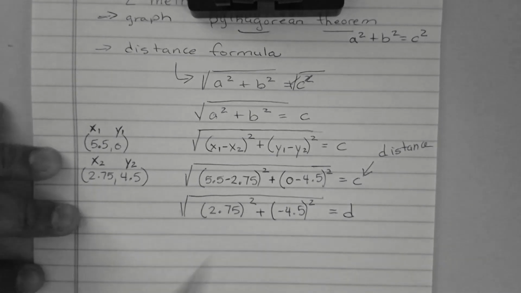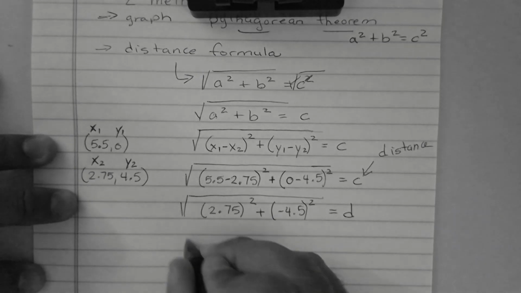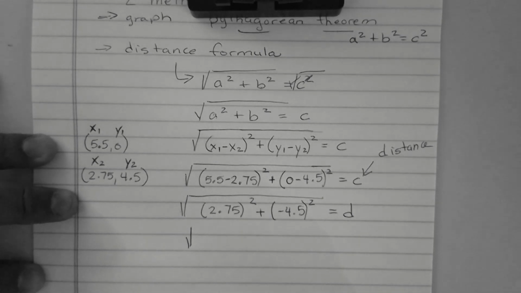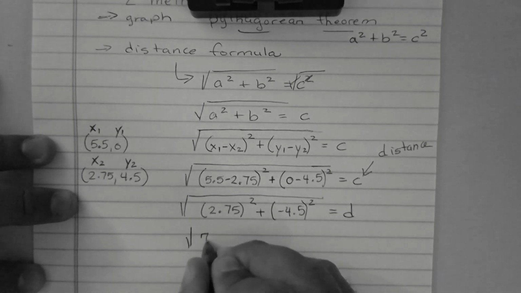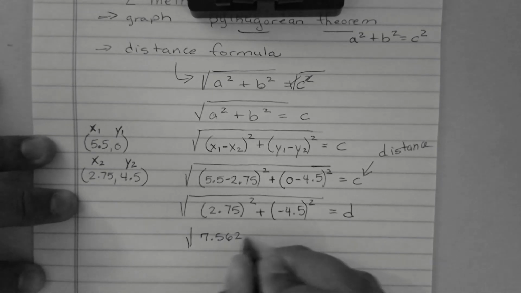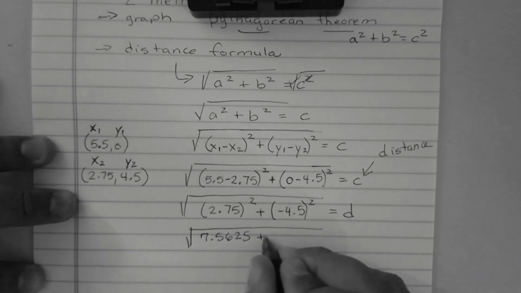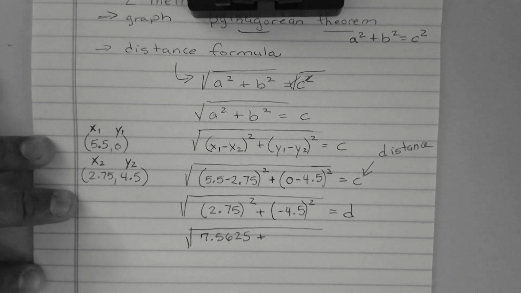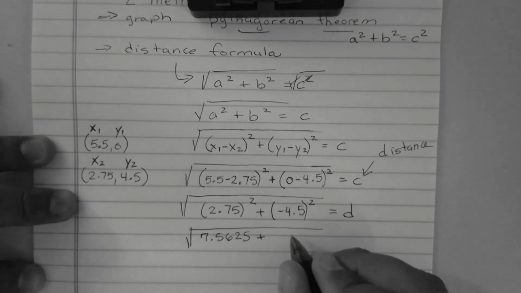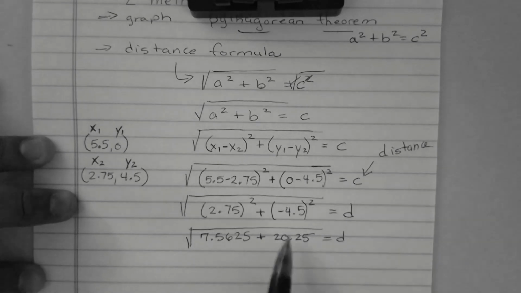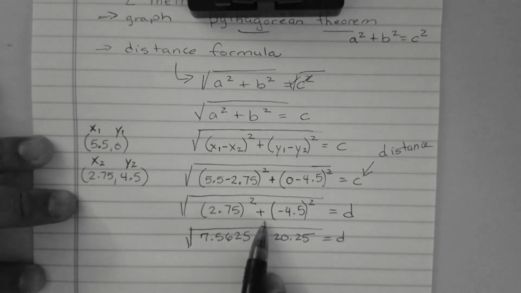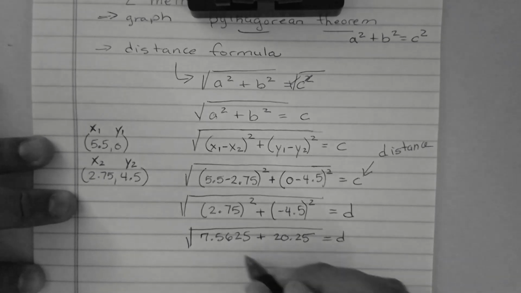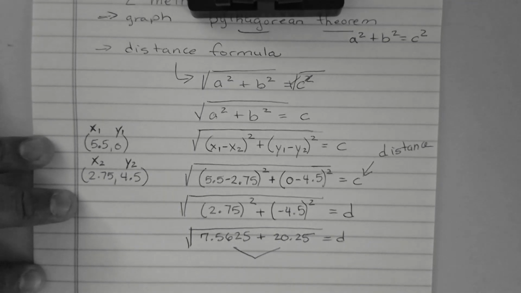Now, we have 2.75 to the second power. What does that give me? 7.5625. Plus 4.5 to the second power is what? Will it be positive or negative? It will be positive. Because this is negative 4.5 times a negative 4.5, correct? A negative times a negative will give you a positive, so we have that. Now we have to combine these two here. Gives me what?